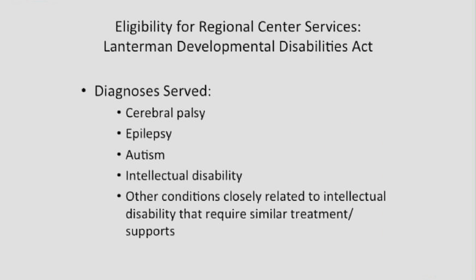So, in terms of eligibility for regional center services, we are typically looking at a medical diagnosis, but we're also interested in measurement of adaptive functioning. Diagnoses that make you eligible for regional center services include cerebral palsy, epilepsy, autism, intellectual disability, and then we have what we call the fifth category, which is other conditions related to intellectual disability that require similar treatment and supports.